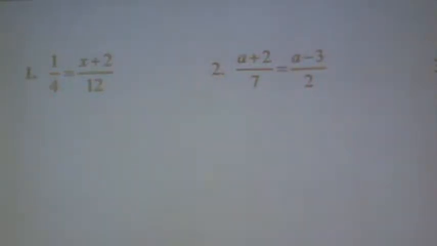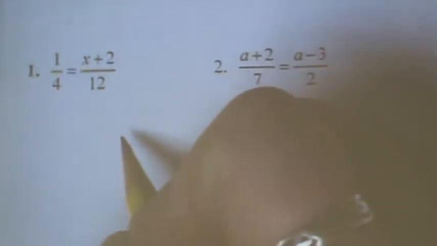This is Algebra 2, Year 2, 8.6, Solving Rational Equations. So we're going to start with number 1. The first 4 of the homework can be solved by cross-multiplying. So we're going to multiply this.